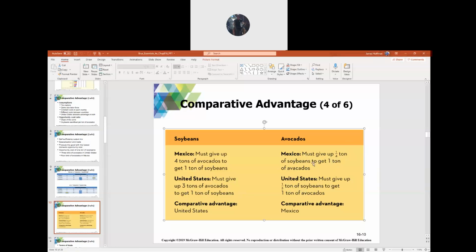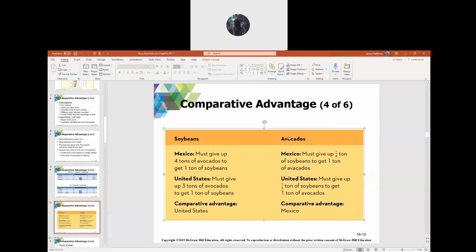So look for the country that gives up the least. Mexico only gives up a fourth compared to the U.S., which gives up a third. So these are fractions, but obviously Mexico gives up less, so they have a comparative advantage in avocados. So the idea here is that you find out the opportunity costs of both goods for both countries. You see which country has the lowest opportunity cost for each good. In this case, the U.S. gives up fewer avocados to make soybeans, so they have a comparative advantage in soybeans. And Mexico gives up fewer soybeans to make avocados, so they have a comparative advantage in avocados.